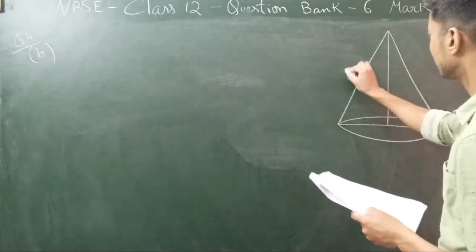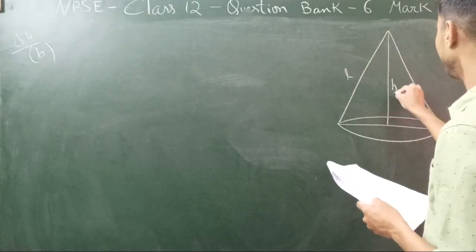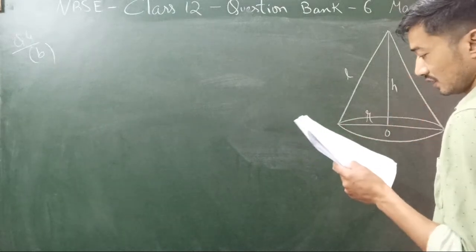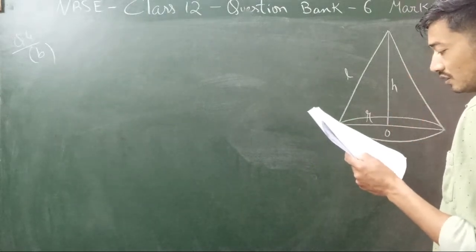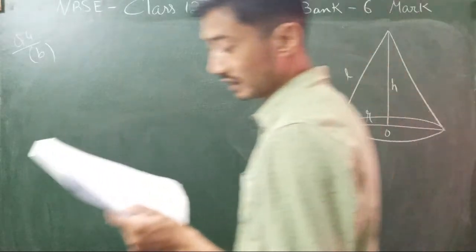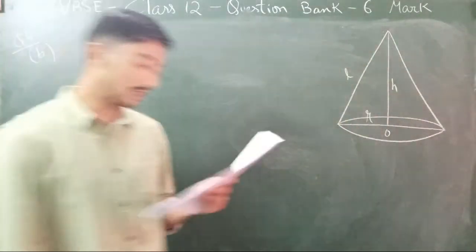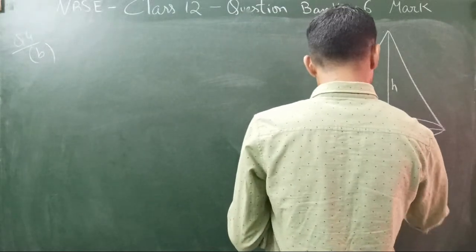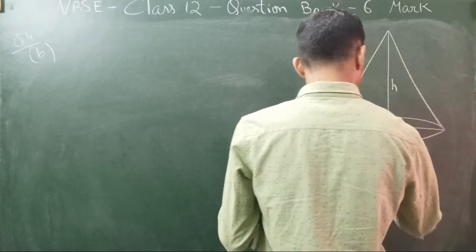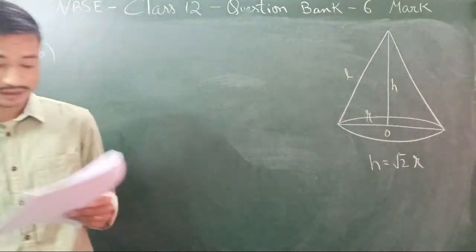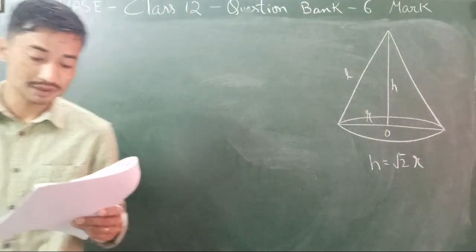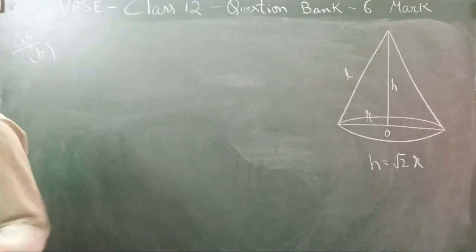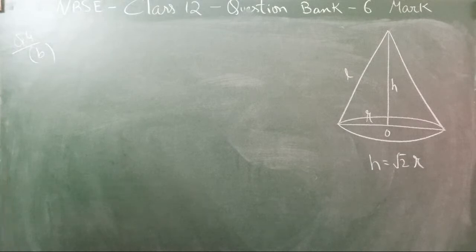So definitely, as we mentioned, cone means L, H, R, all these dimensions will exist. Volume is given here, and so we are supposed to prove that the altitude is equal to root 2 times the radius of the base. That is, H is equal to root 2 times R. So let's see how we can prove this.